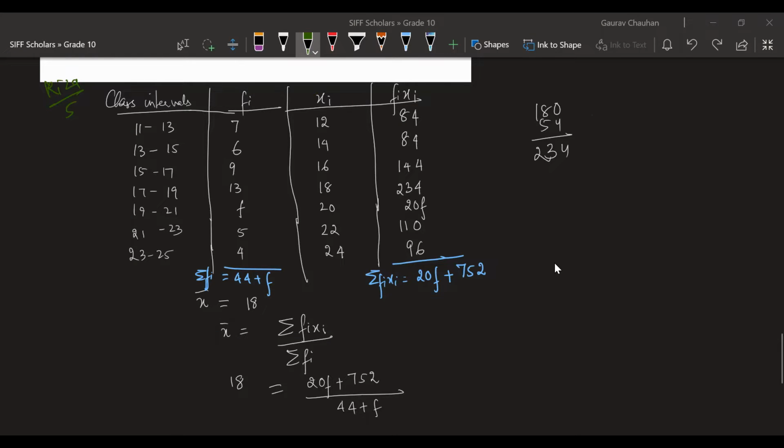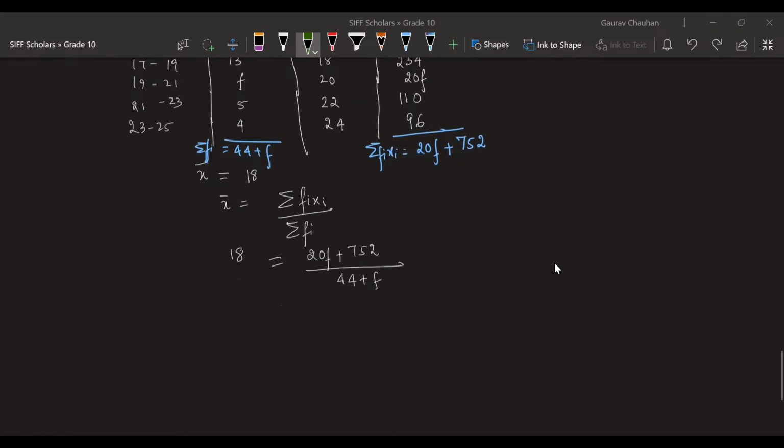Okay, cool. Going ahead now, it is a linear equation. Why is it a linear equation? There's something in the denominator. Because when I take it to this side, you will notice 18 into 44 plus f is equal to 20f plus 752. That's the linear equation. I can divide by 2 also now if I want, but let me multiply this open.